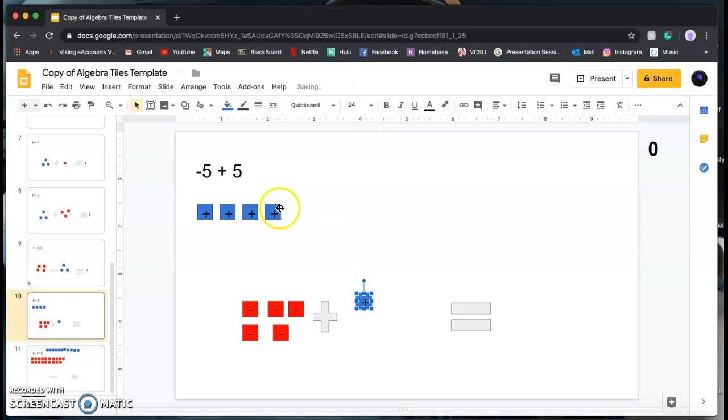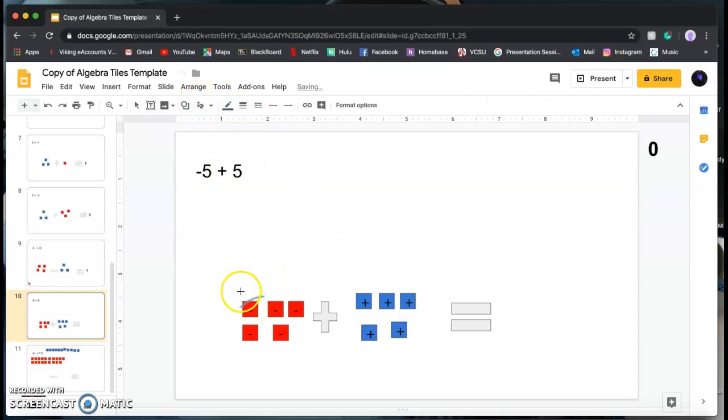So what I see here is that I have the same amount of positives and the same amount of negatives. So again, we are going to use the 0 principle, and I can just cancel out my negatives and positives. So there's one. When I cancel out 1 of each, I have 4 left over in the negatives, and I have 4 left over in the positives.